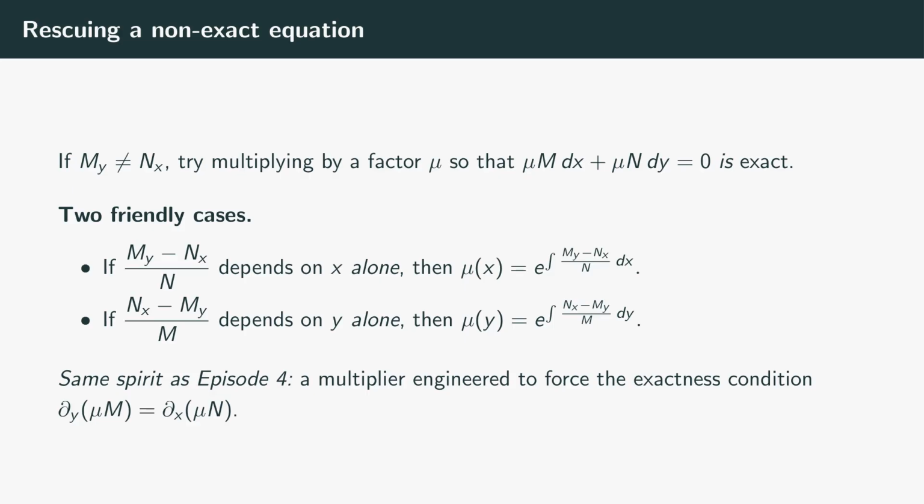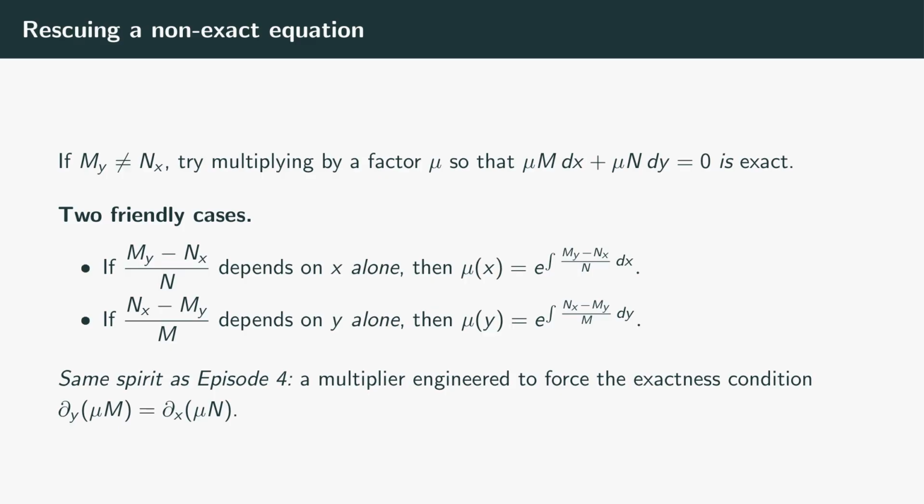In general, finding mu is hard, but 2 friendly cases cover much of what you meet. First, compute the partial of n with respect to y minus the partial of n with respect to x, then divide by n. If that expression happens to depend on x alone, then mu is e to the integral of it, a function of x. Second, compute n sub x minus m sub y, divide by m instead, and if that depends on y alone, mu is e to the integral of that, a function of y.